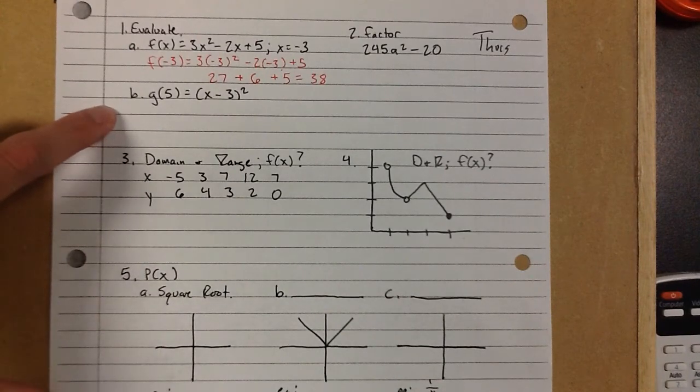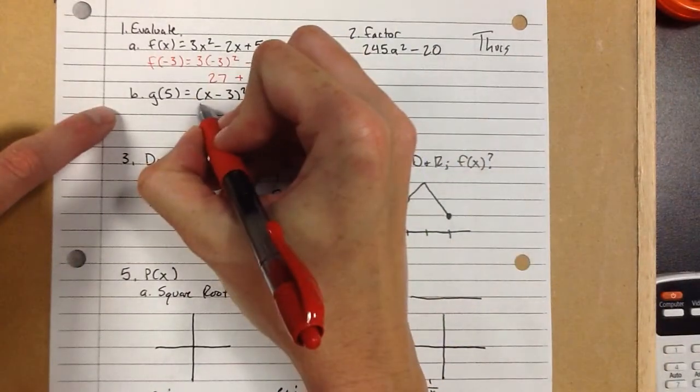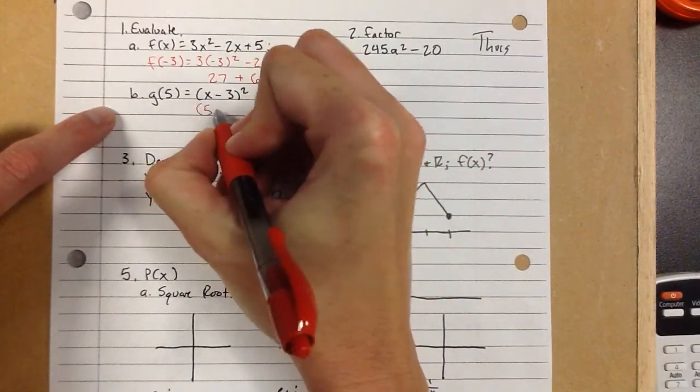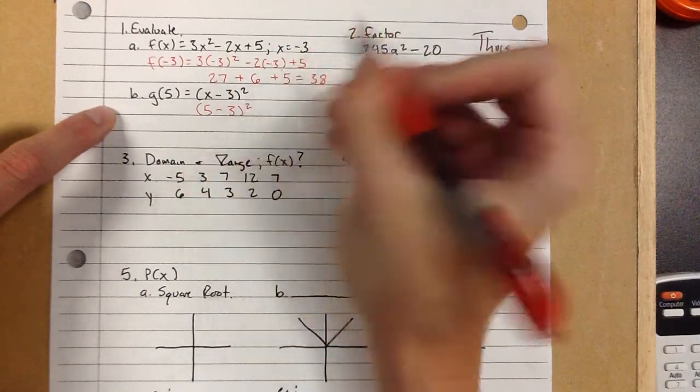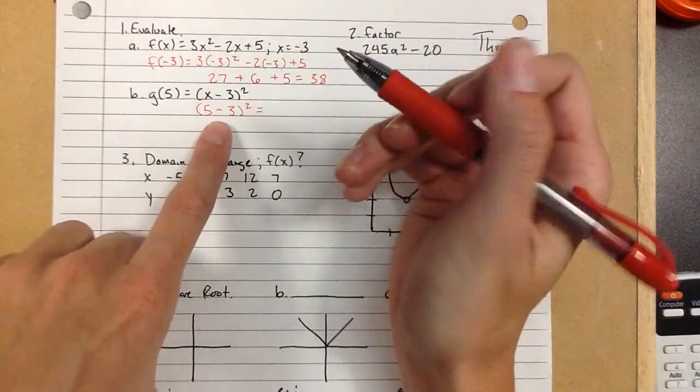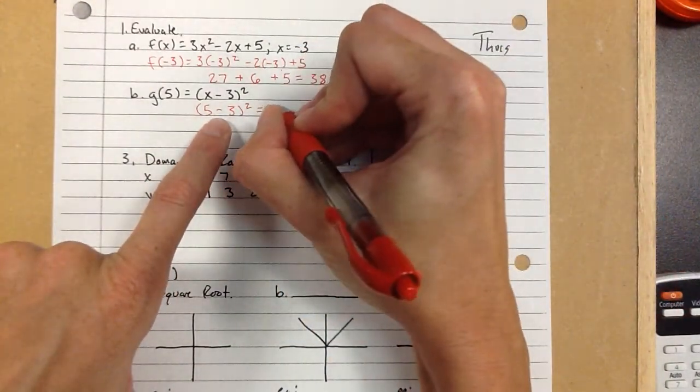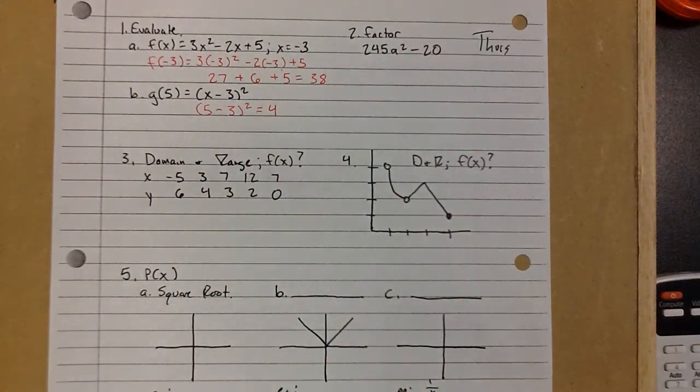So B, I have g of 5 equals x minus 3 squared. Plug it in. 5 minus 3 squared. 5 minus 3, 2 squared. You get 4. So evaluate just means plug in the x. Plug in the x and do the math.